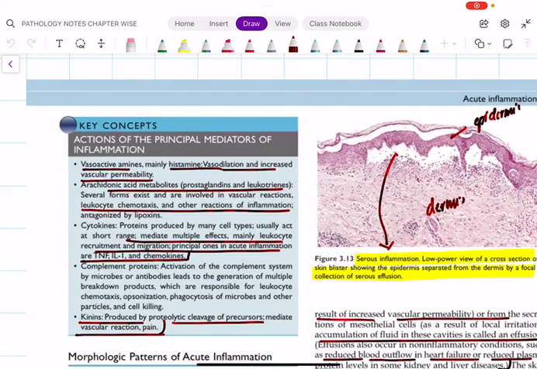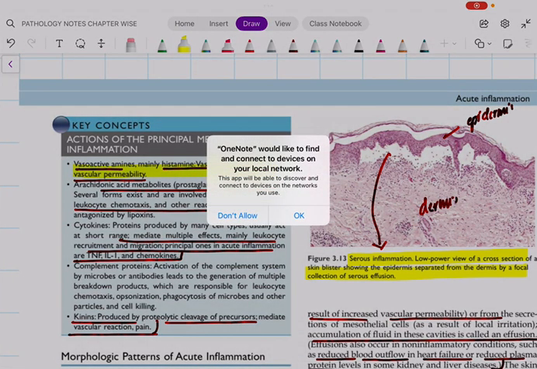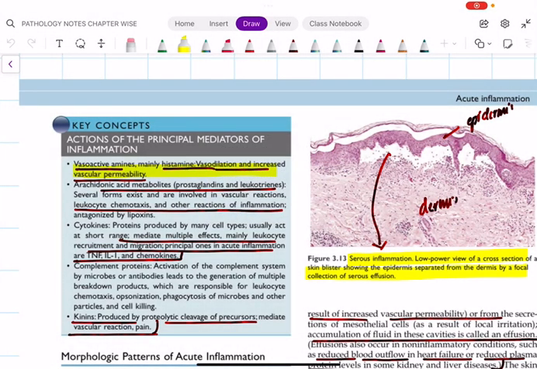Last class I have told you that we have some vasoactive amines which mainly cause increased vascular permeability and vasodilation, and arachidonic acid metabolites help in chemotaxis. We have a lot of cytokines, TNF, interleukin 1, interleukin 6, and kinins mainly mediate pain.